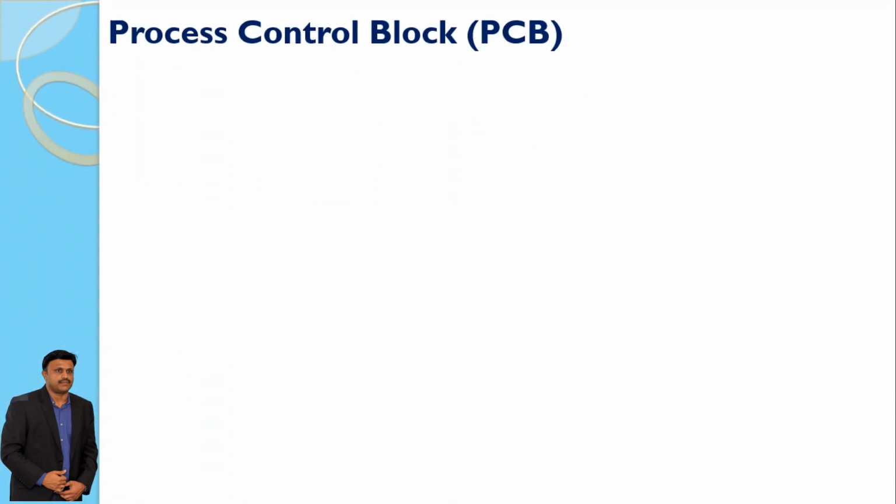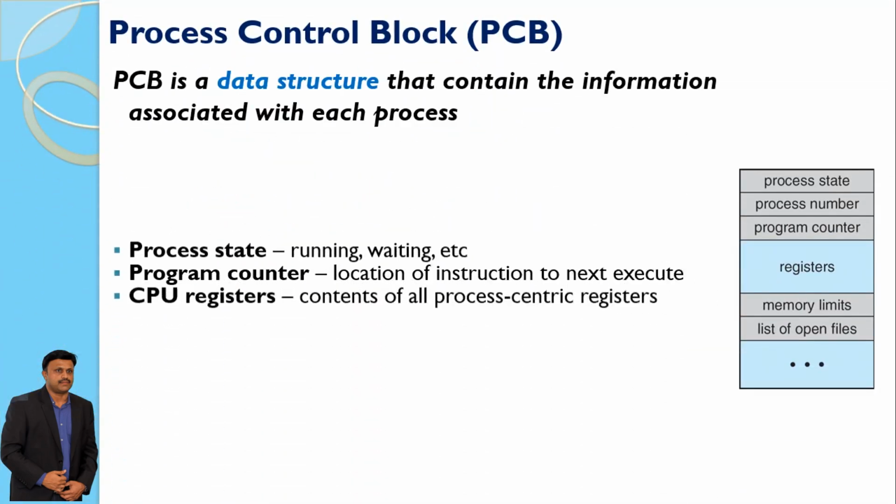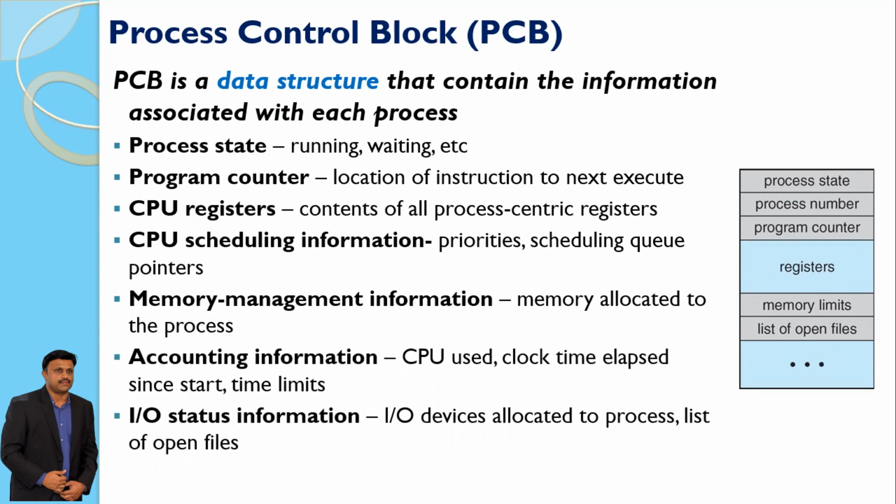The process control block is a data structure that holds all the information about a process, including its state, program counter, CPU registers, scheduling information, memory management, accounting, and I/O status.